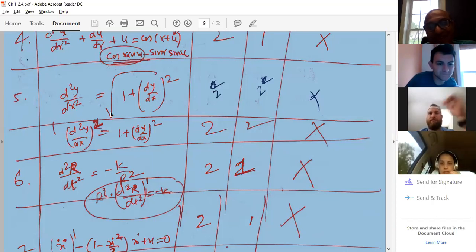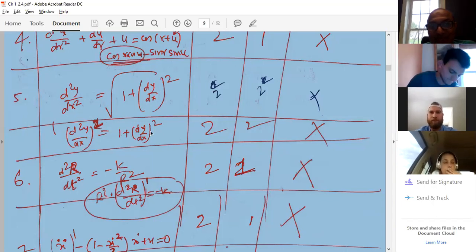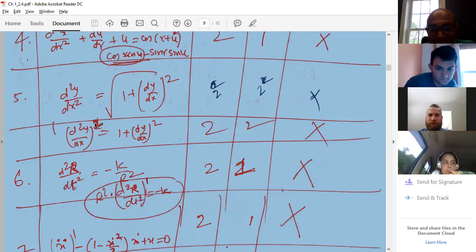I told you a differential equation must be free from radicals and fractions. Here is a square root sign. You have to first remove it, which means you have to square both sides. So (d squared y by dx squared) whole squared equals 1 plus (dy by dx) whole squared. Now it is free from radicals and fractions, so I can find the order, degree, and linearity. My order is 2, degree is 2, linear or not?